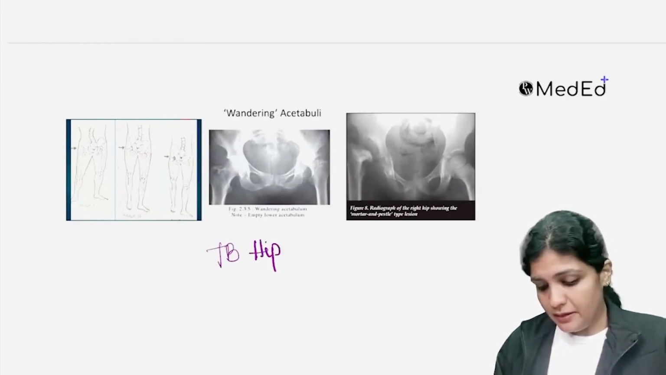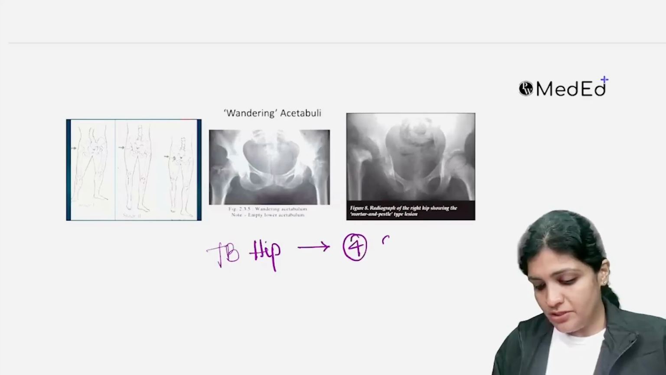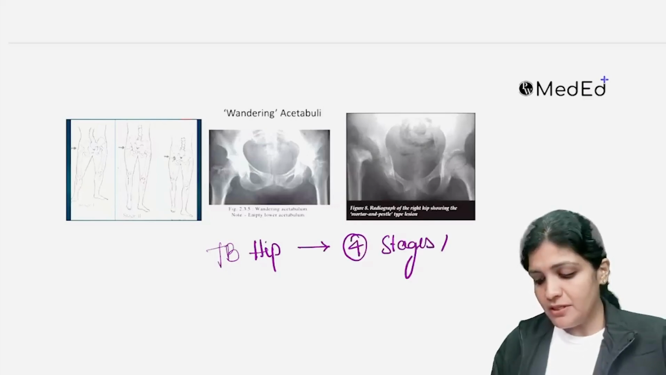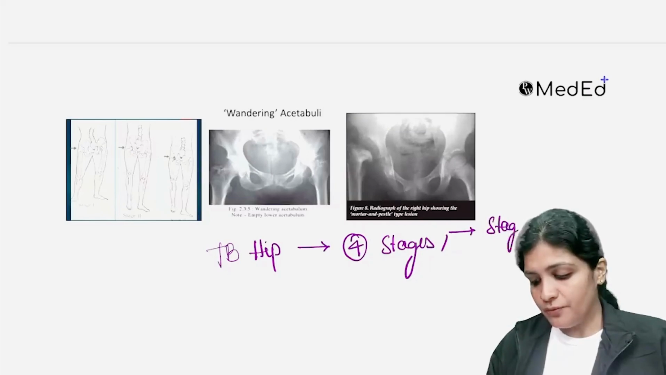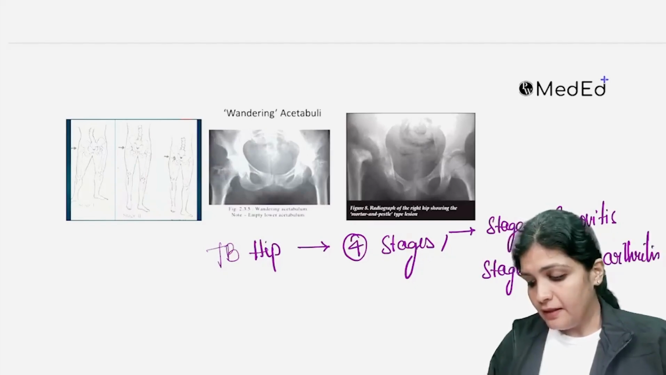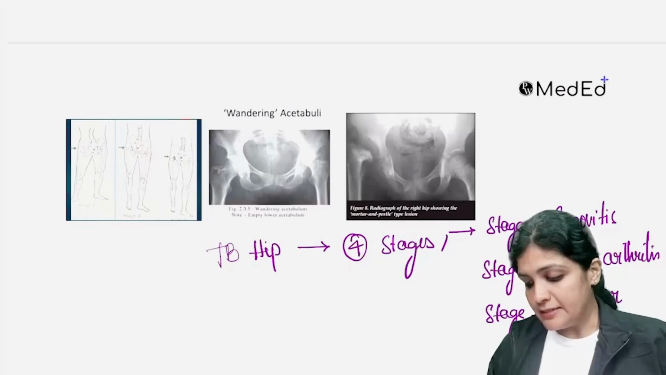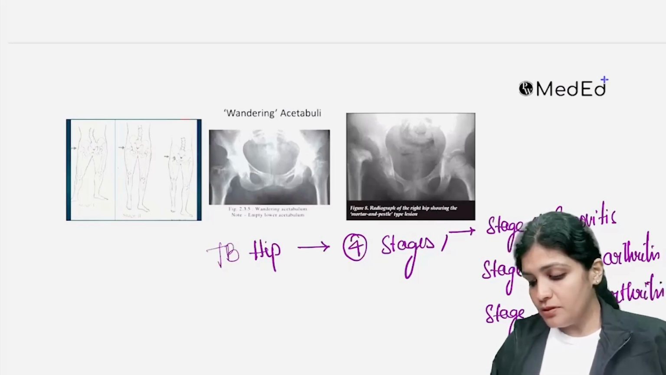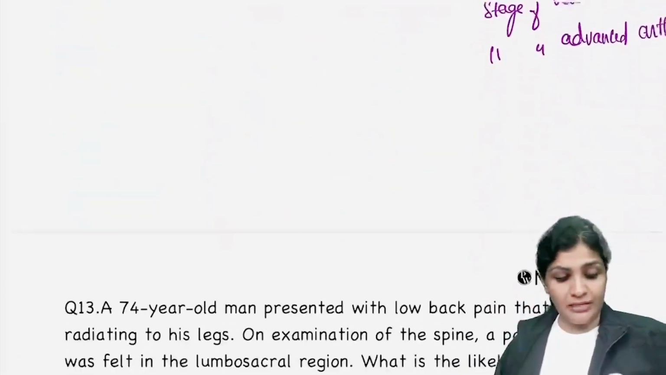It is divided into 4 stages, right? The first stage is the stage of synovitis. The second stage is early arthritis. The third stage is late arthritis. The fourth stage is advanced arthritis. Very important. Usually they will ask you.